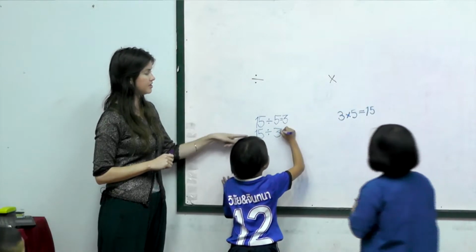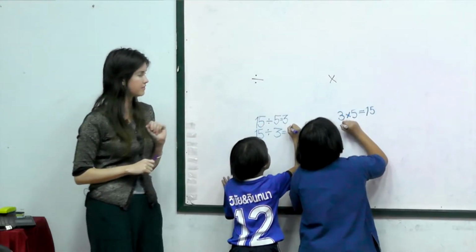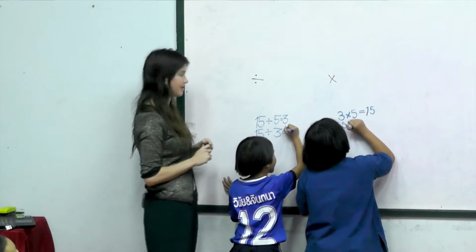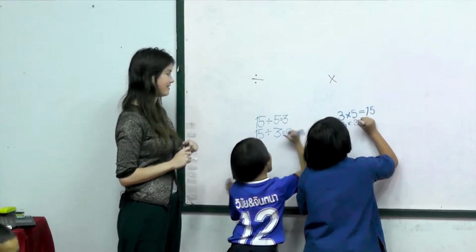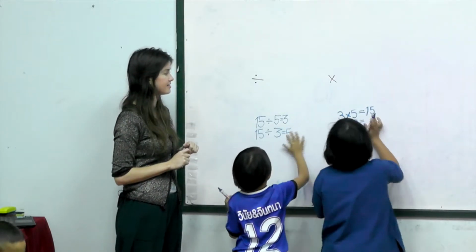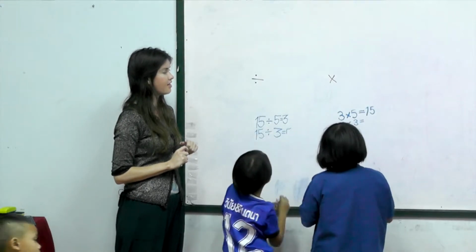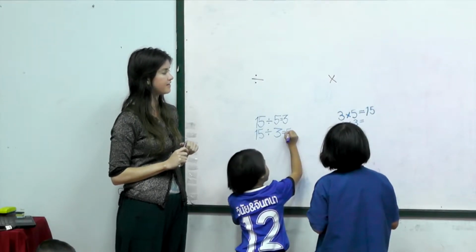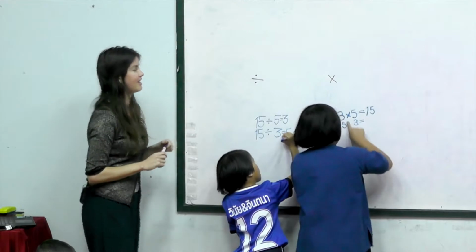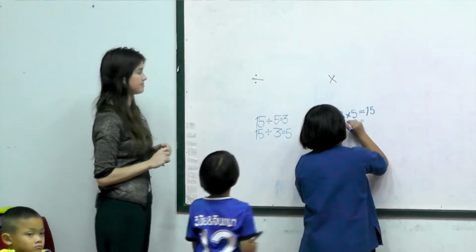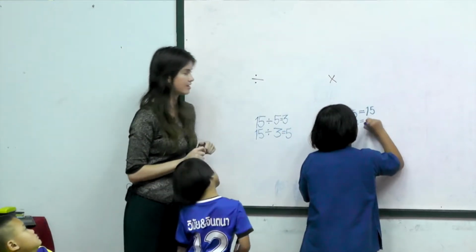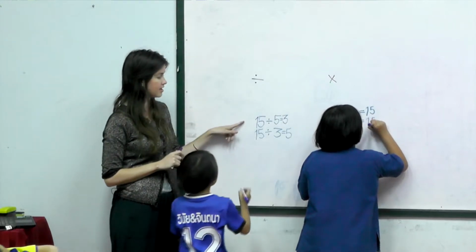Okay, we've got one, two. Can you show us one more so that you have two for multiplication? You got it. Very nice. Three times five is 15. And five times three is also going to be 15. Good, can you tell us our equations here?